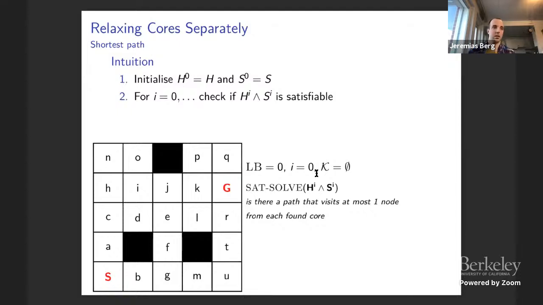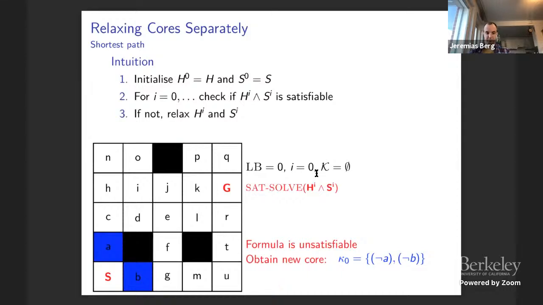And similarly to before, this is of course unsatisfiable and we get a core. And this time around, we relax this core immediately into the instance. So in a sense, we're encoding the information provided by this core into the instance itself. We're saying, okay, the soft clauses A and B form a core. So in subsequent iterations, you're allowed to falsify at most one of them, because we know that any optimal solution has to falsify at most one of them.